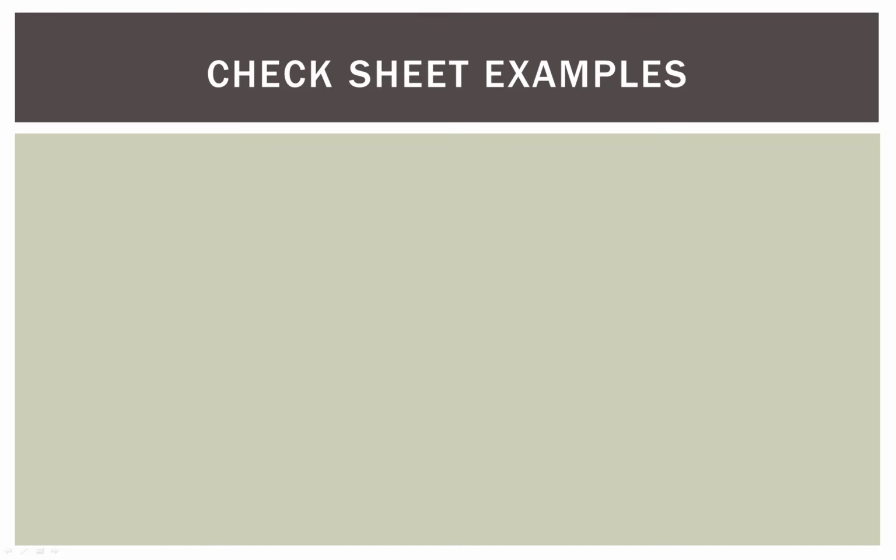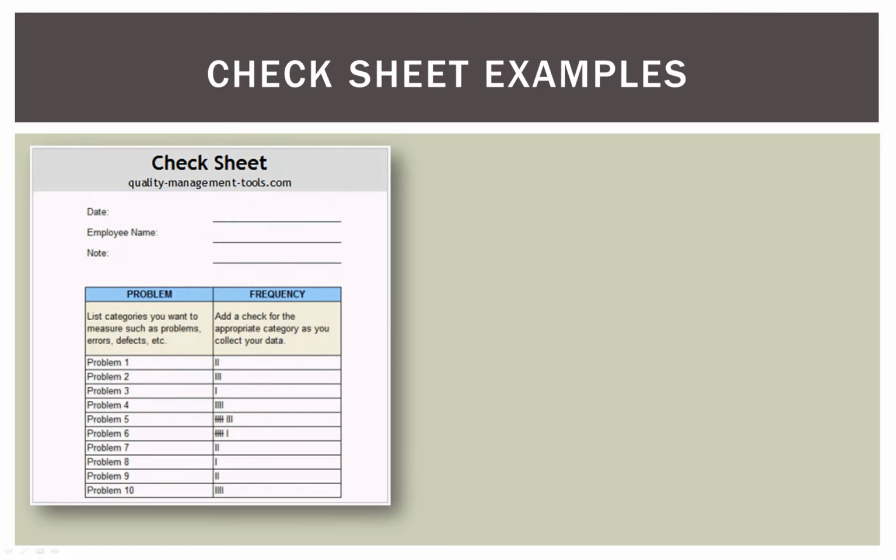So here are a few examples. In this first example, we have two columns: a problem column and a frequency column. This is actually very similar to the example we're going to do. We have problem 1 through 10, and then tick marks to the right-hand side that are just noting how often that problem comes up.